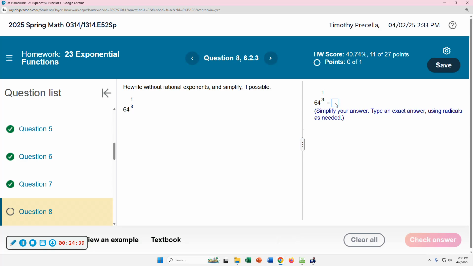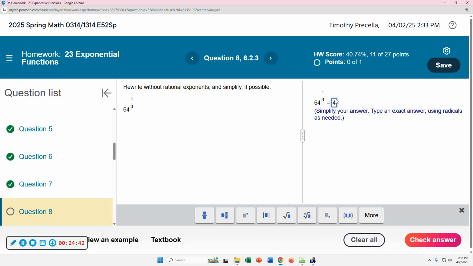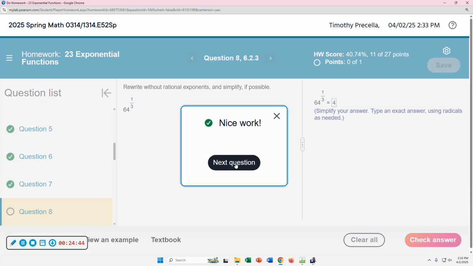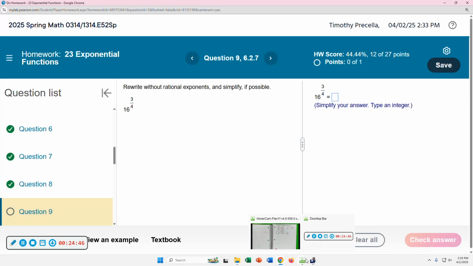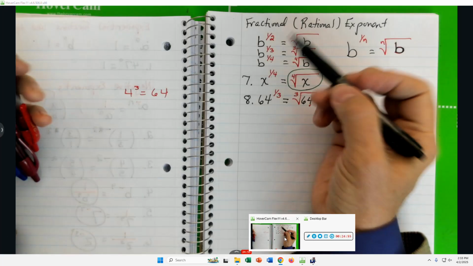Well, you had to type the answer. 4. Oh, wait, no, you got to tell them. Okay, now we need a rule of what to do if the top number in the exponent isn't a 1. So here's a new rule.